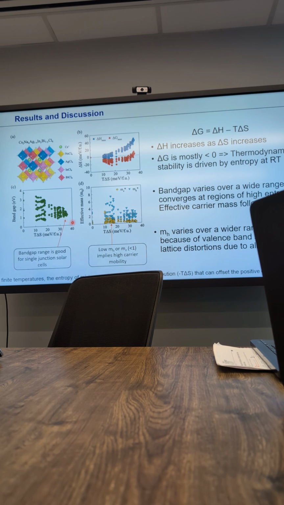Then they also studied the effective mass of carriers, whether electrons or holes. So basically, in a semiconductor, you have electrons, holes, conduction band, valence band. You have to be able to cause your carriers to move, to create charge, right? And so if your carriers are denser or have a higher mass, then the mobility is lower, right? And so it's really related to the carrier mobility.